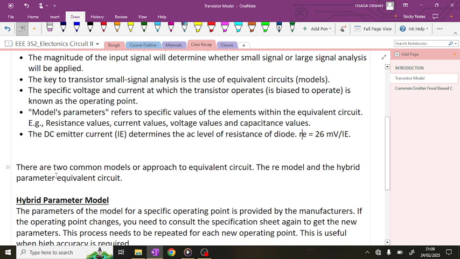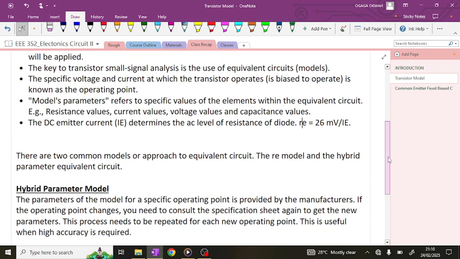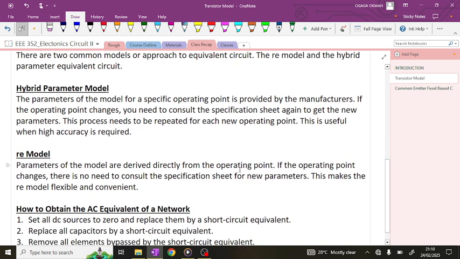Those are the key points to note in terms of transistor models. For transistor models, there are two common approaches to equivalent circuits. One is the re model and the other is the hybrid parameter equivalent circuit. We'll be working with the re model, but let me just say something about the hybrid parameter model.